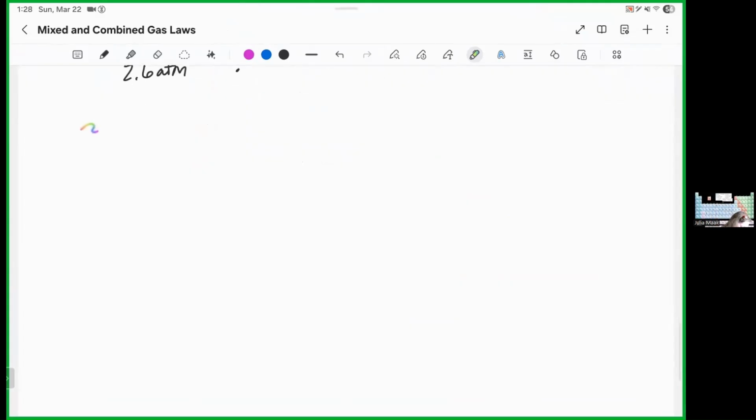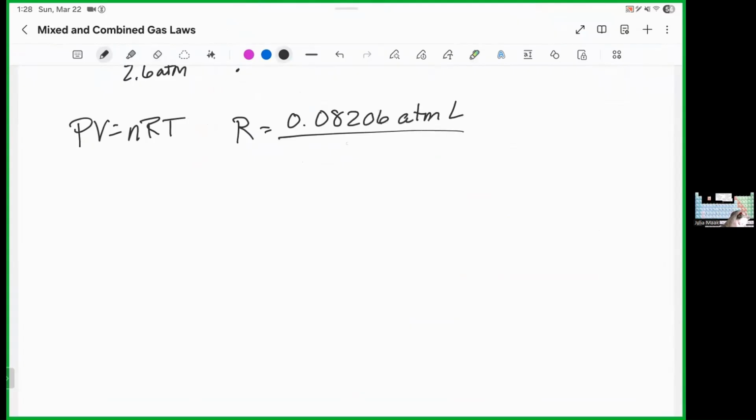Okay, so remember in PV equals nRT, because R was in there, and R is 0.08206 atm liters over K mole. Okay, because of these units, atm, liters, K, and mole, we had to be in atm, liters, mole, and K. So K, you always have to be in K no matter what.